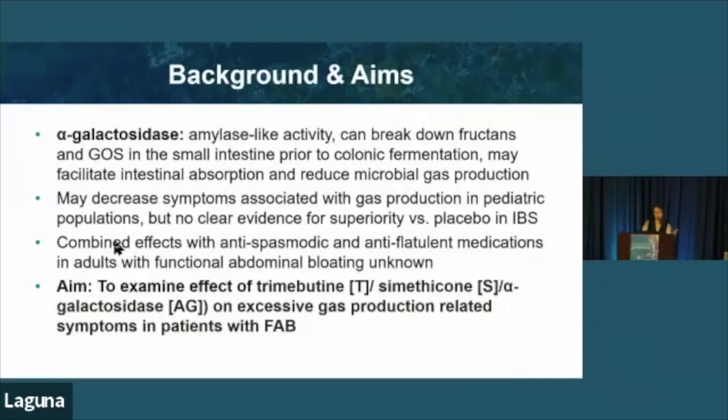But in one pilot study, there was no clear evidence for superiority using this agent compared to placebo in adults with IBS. However, the effect of this agent in combination with other antispasmodics or anti-flatulent medications in adults with functional abdominal bloating has not been studied. So in this trial, the investigators set out to examine the effect of a combination therapy, trimebutine, simethicone, and alpha-galactosidase, on symptoms of excessive gas production in patients with functional abdominal bloating.